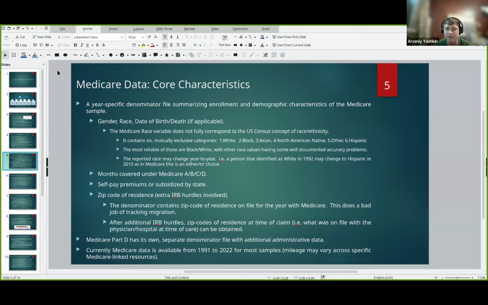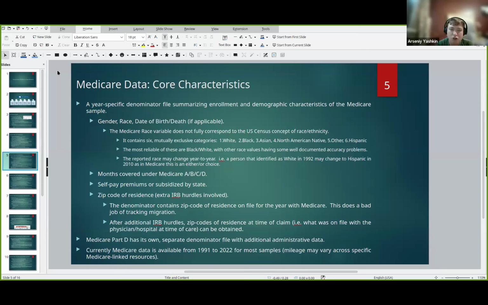Like, for example, 6 mutually exclusive categories in the later years. In the earlier years, you only had 3: white, black, and everyone else, right? So this evolved over time. What we get now, if you don't have a survey linkage, is white, black, Asian, North American Native, other, and Hispanic. I think they might have also broken out Pacific Islanders, but my memory does not serve me well today.